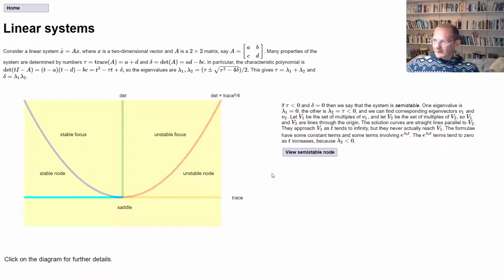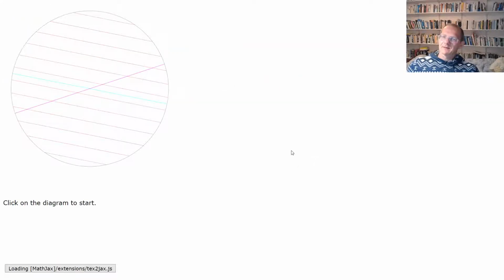Other possibilities, we could have a semi-stable node. Semi-stable nodes are like this, where instead of flowing in towards the origin as we do in the stable case, we don't flow in towards the origin. We flow in towards this particular line here. That's the thing that can happen when delta is 0.